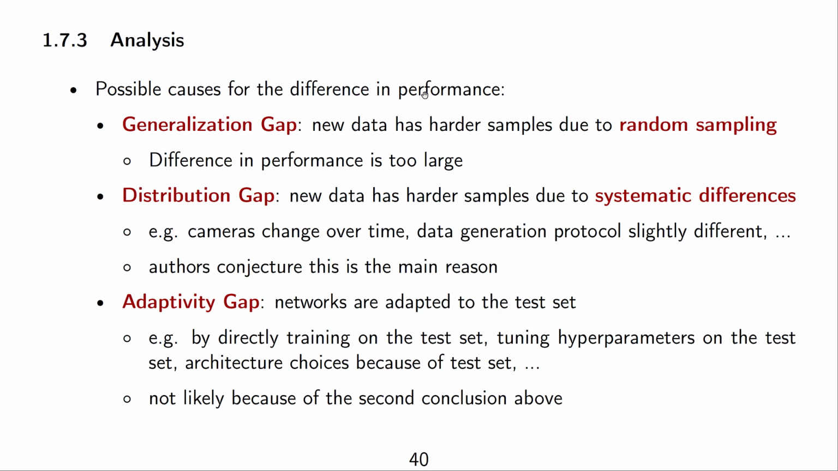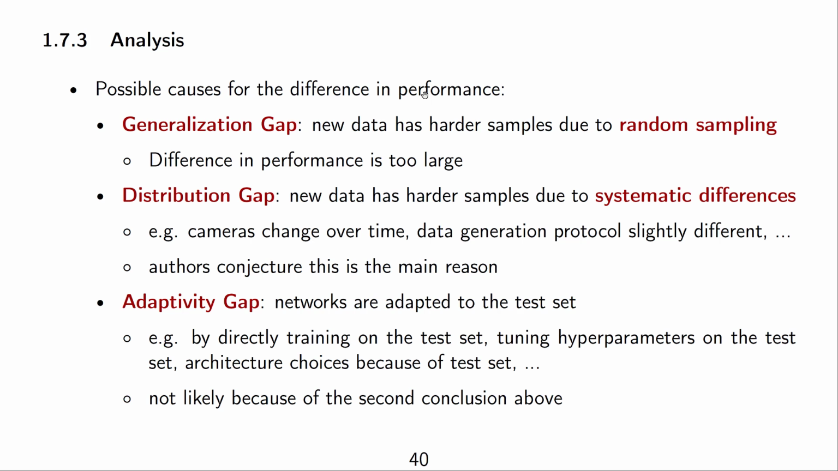Second is the distribution gap. The new data has harder samples, possibly due to systematic differences. We could think that maybe the camera changes over time. Maybe in the original ImageNet dataset, there were lots of cell phone images from one particular time, and now the cell phones are very different, and now the images have some differences that maybe are subtle for a human, but the network really picks up.